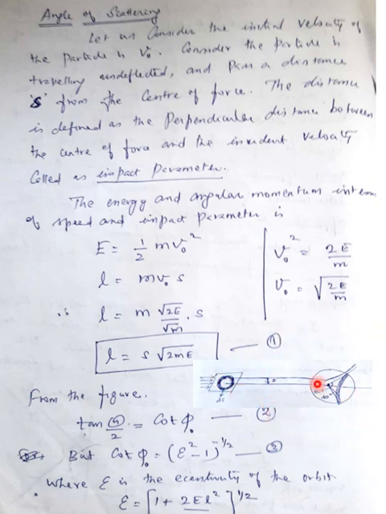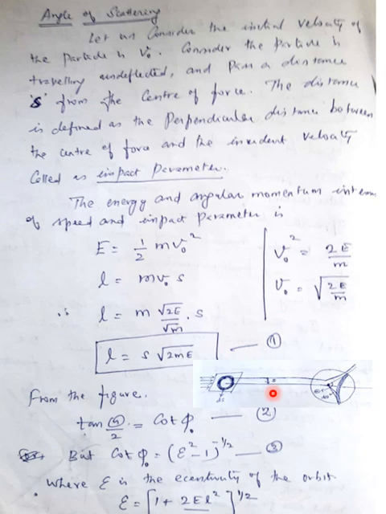Now calculate the energy and angular momentum in terms of speed and impact parameter. So what is the formula? E is equal to half m v naught square. But v naught square is 2E by m, or v naught is equal to root 2E by m. Substitute this value here. This is the energy term. This is the angular momentum term. The angular momentum formula is L equals m v naught into s. Therefore L equals m, substituting root 2E by root m for v naught, into s, or L equals s into root of 2mE.